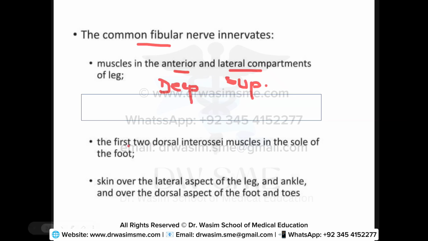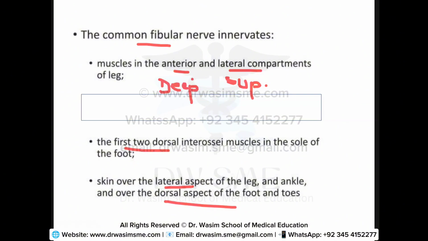Now, in the foot, it is also going to supply the first two dorsal interossei. Apart from this, all the muscles in the sole are supplied by the tibial nerve. Now, regarding the skin, as it is the lateral nerve, because the medial side we have already discussed is supplied by the tibial, the lateral aspect of the leg, ankle, and the lateral aspect of the dorsum of the foot is also supplied by the common peroneal nerve.